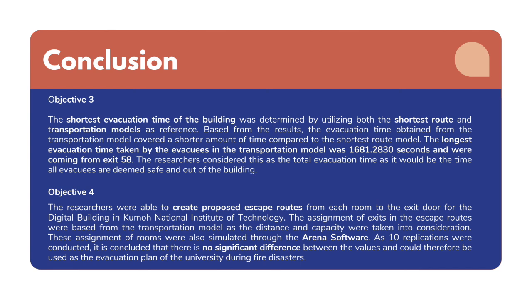From there, the pre-evacuation time was calculated and added to the movement time to get the total evacuation time of the building. Based on the results, the evacuation time obtained from the transportation model covered a shorter amount as compared to the shortest route model. The longest evacuation time taken by the evacuees in the transportation model was 1,681.2830 seconds, coming from exit 58. The researchers considered this as the total evacuation time, as it would be the time all evacuees are deemed safe and out of the building. Furthermore, the evacuation time obtained from the computation served as an element for comparison for the verification and validation.